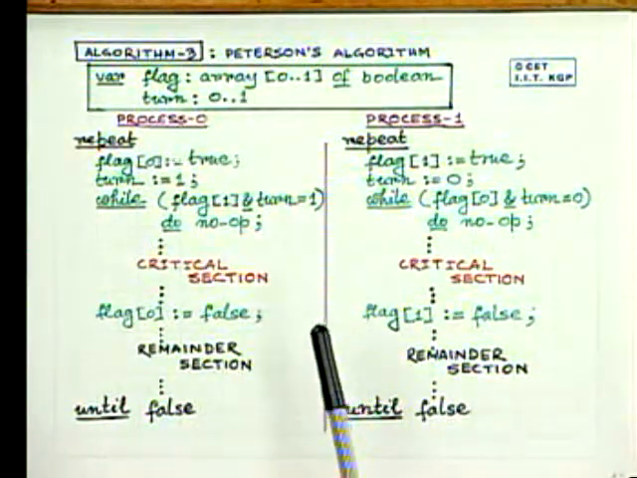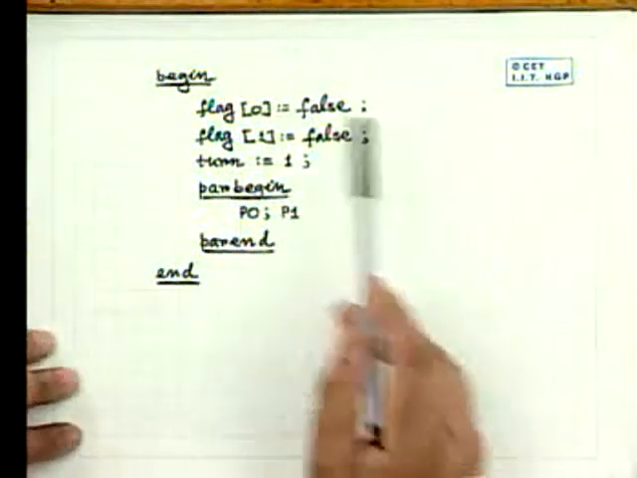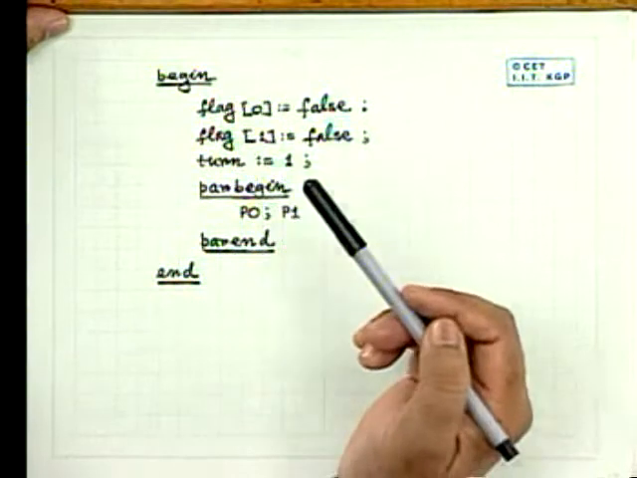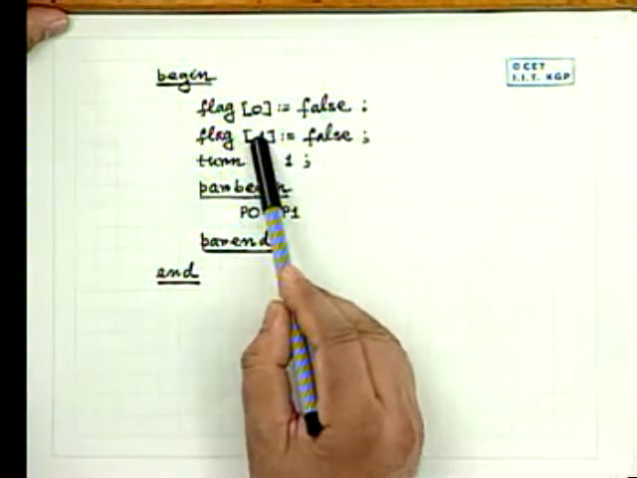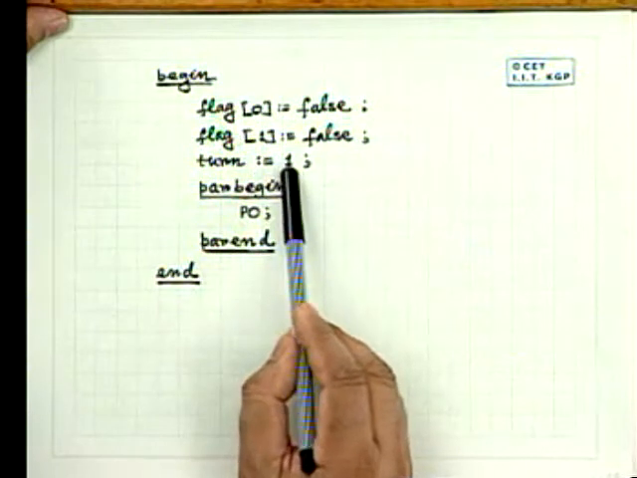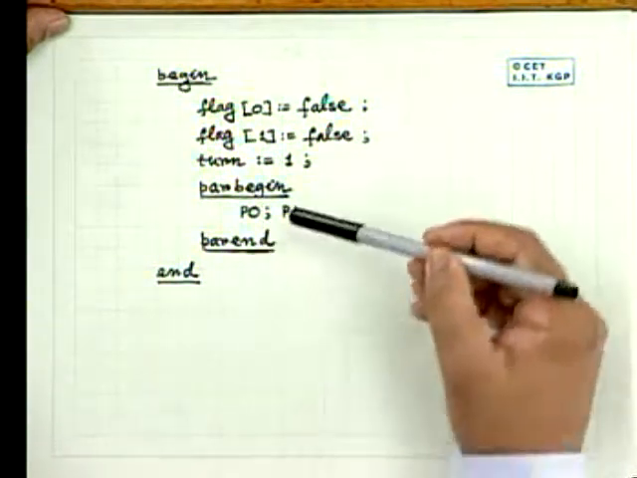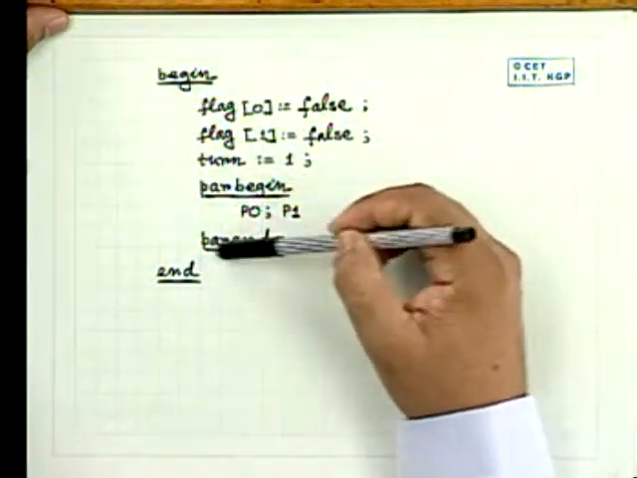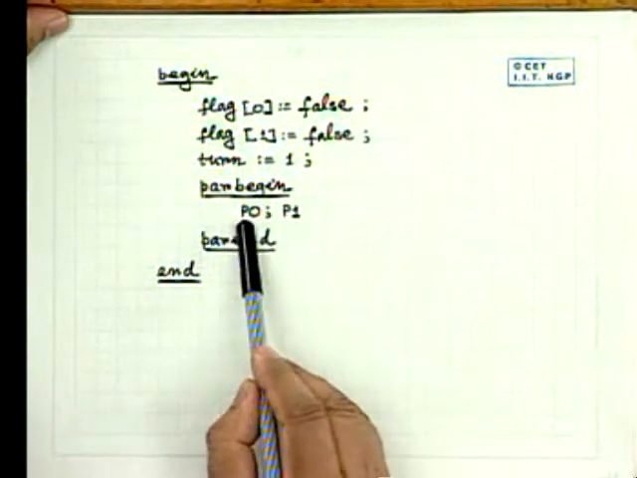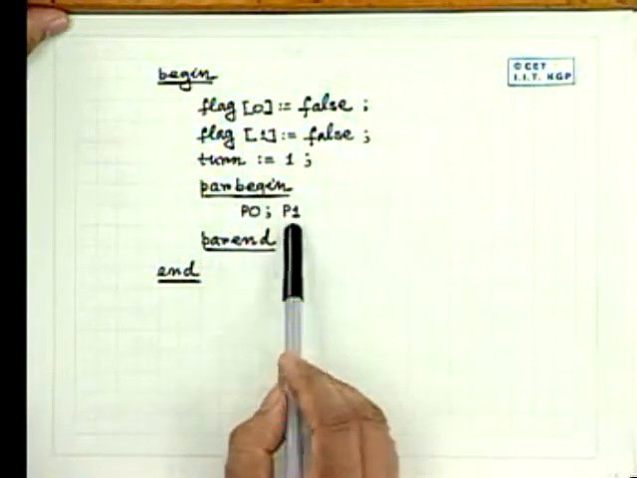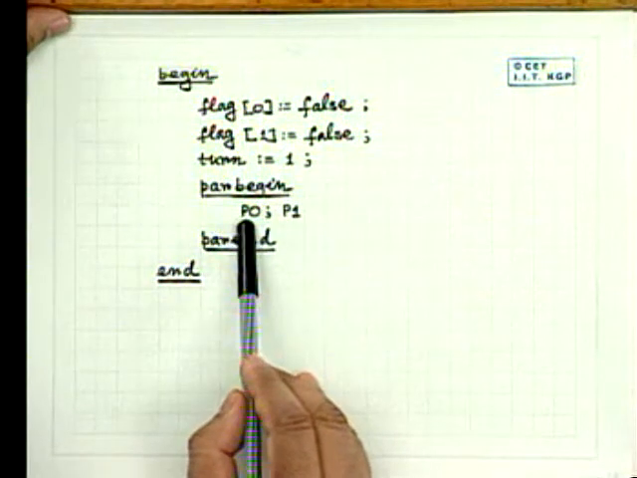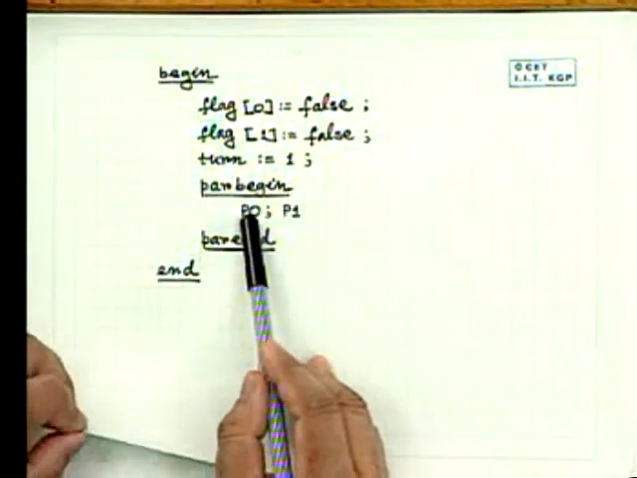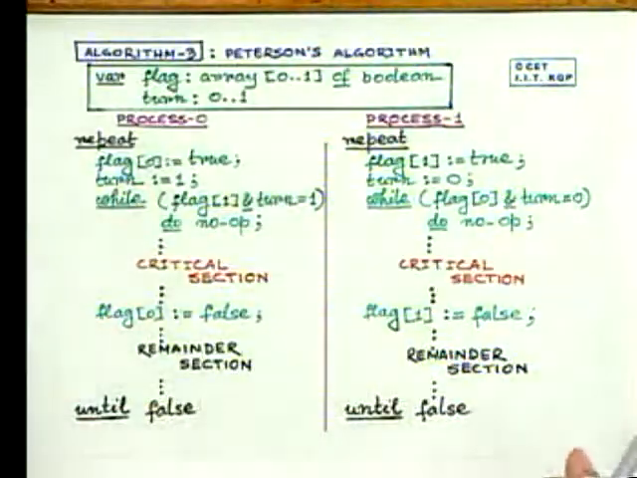Okay, let us see. Say this is the way the two processes have been started. Flag 0 has been made false. Flag 1 has been made false, and turn has been assigned 1, say arbitrarily. Then this is parallel begin, pair begin, and pair end. In concurrent Pascal, it says that process P0 and process P1 have been started to be executed simultaneously or concurrently. Then P0 and P1 start executing concurrently.